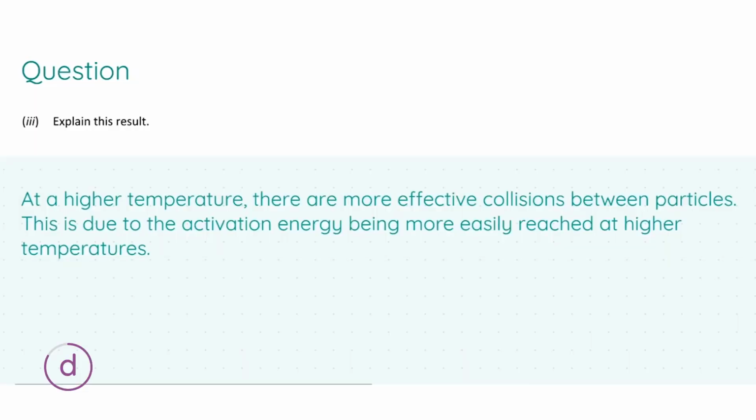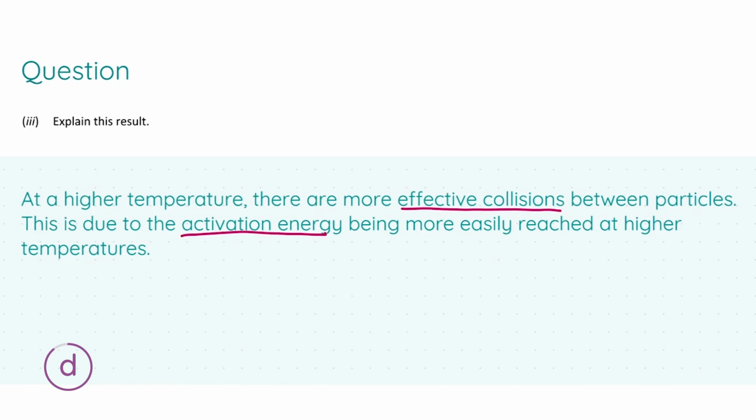Okay, so this is down to the higher temperature causing more effective collisions between particles, okay? So there are 3 marks going for this question altogether, right? And what I said is that at a higher temperature, there are more effective collisions between particles. And why is this? This is due to the activation energy.